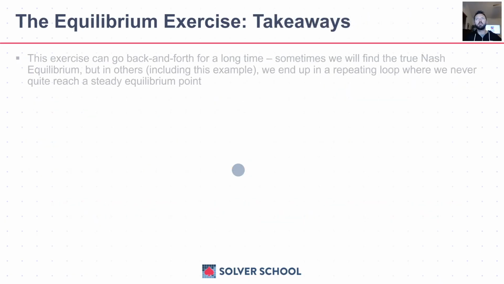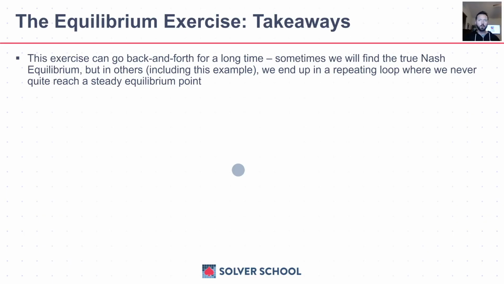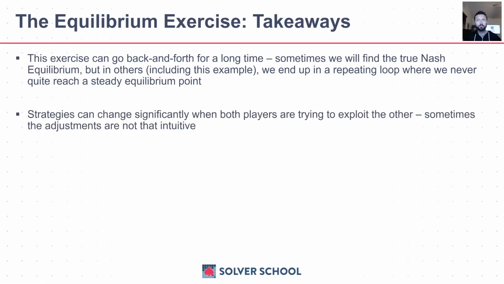Now, we can continue going back and forth for a long time, but what you'll see here is that now we've gotten back to this first point, we've kind of reached this loop. If we went to iteration number 6, it would be the same thing as iteration number 2. If we went to iteration number 7, it would be the same thing as iteration number 3. And they can go back for a long time, and sometimes we'll find the true Nash equilibrium this way, but others, including in this example, we're going to end up in a repeating loop where we never really reach a steady equilibrium point. And strategies can change significantly when both players are trying to exploit each other.